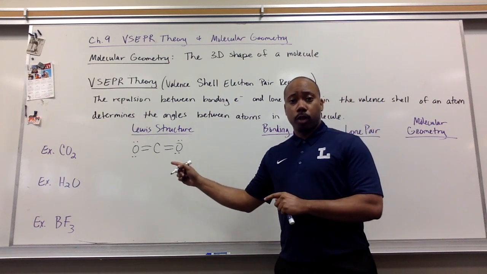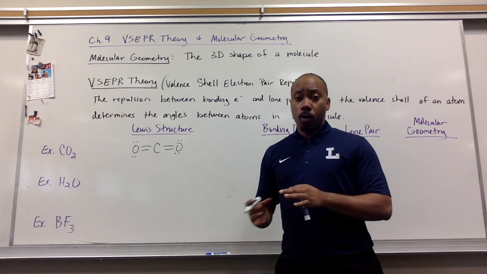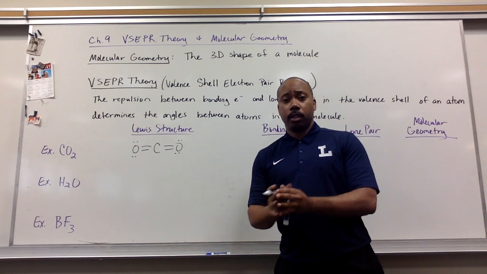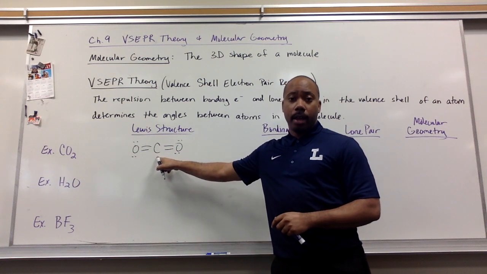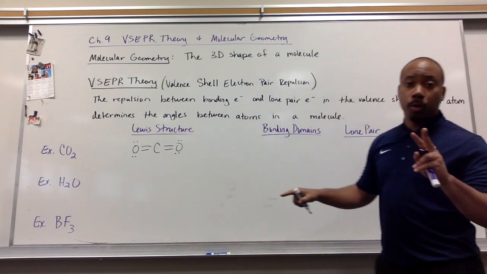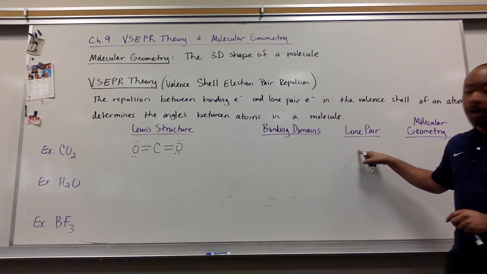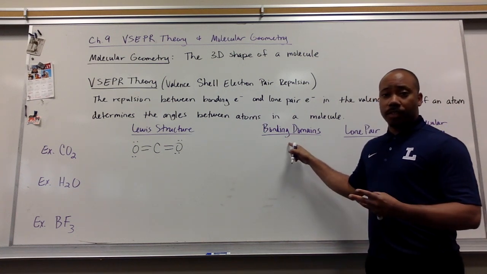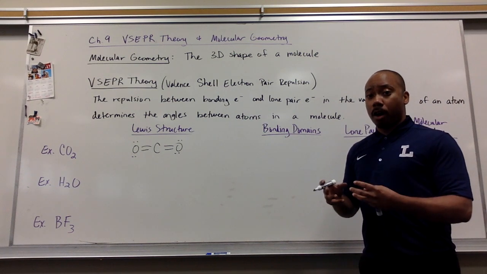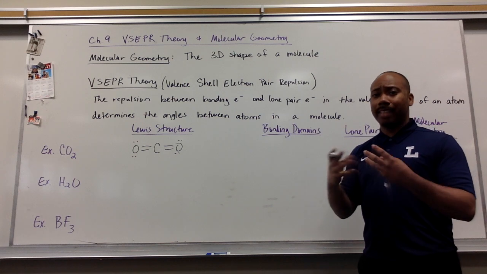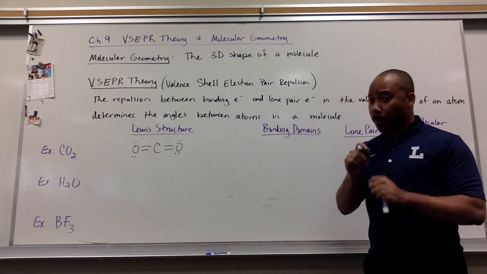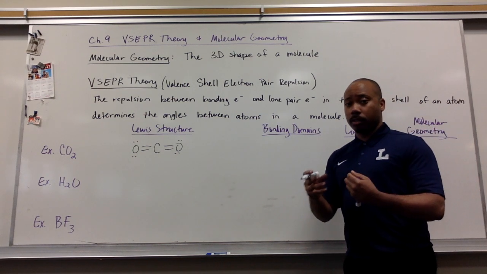So when we look at a Lewis structure and we're trying to find geometry, we want to focus on the central atom. The central atom here is carbon. And when we look at carbon, we want to focus on two criteria: bonding domains and lone pair. Bonding domains is a fancy way of just saying areas of bonds around the central atoms, like bond density. Not how many bonds, just areas of bonds.